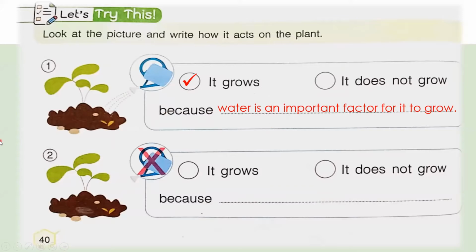Now, what about picture 2? I repeat, the plant on number 2 does not get water. Do you think it grows or it does not grow? Of course, it does not grow. What is the reason why? Because without water, it will slowly dry up and die later. Okay, so that's it. Now let's continue.